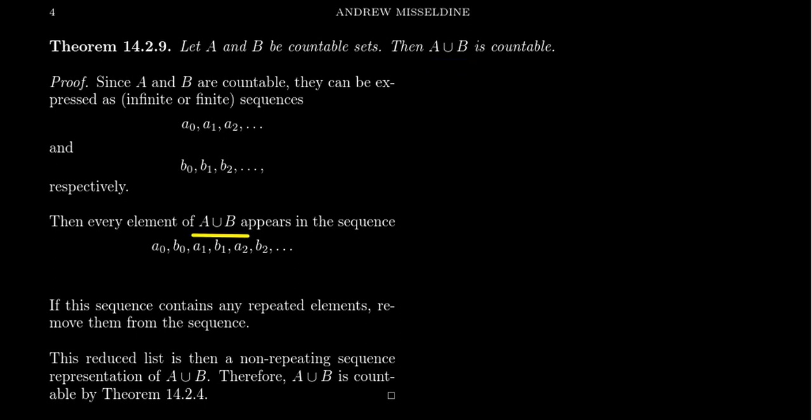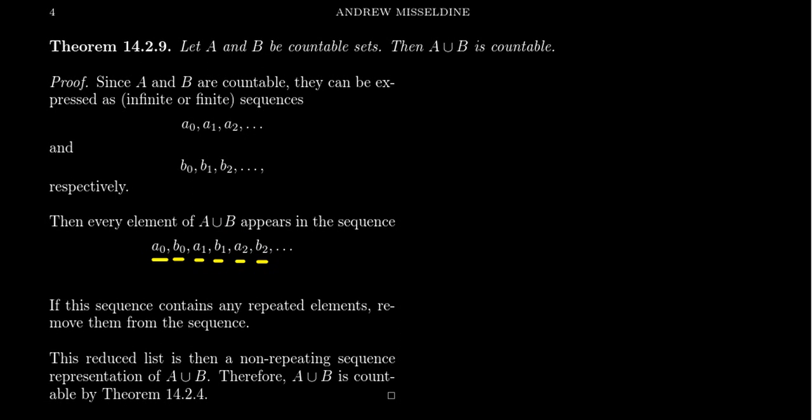We're going to list every element of A union B using the following strategy. We're going to do A0, B0, A1, B1, A2, B2, and then continue to alternate between the two. The next one would be A3, then B3, then A4, then B4, then A5, then B5, et cetera. So we're going to mesh the two sequences together, interlocking them like so. If any of the sequences are finite, then you can stop alternating. Once you've exhausted all of the elements from A, just continue to list elements of B forever onward. That's how we're going to handle that.